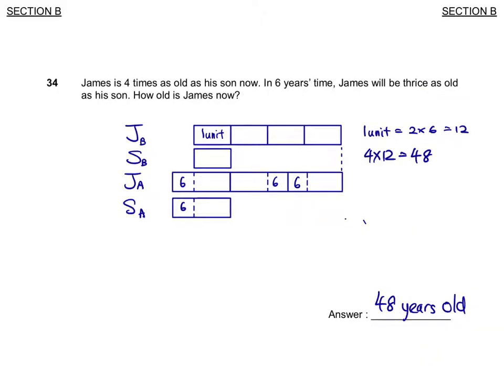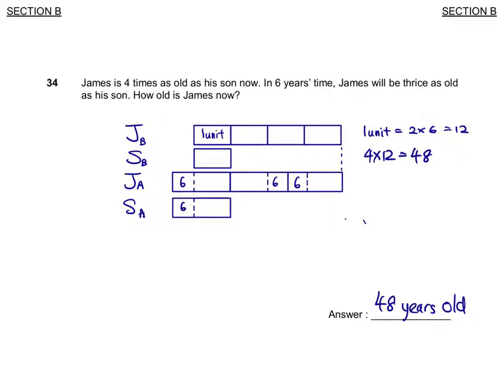Okay, this is an age question. Actually it's under whole numbers. Quite easy, but they're testing whether you can draw the model or you can reason. So for this one, James is 4 times as old as his son.